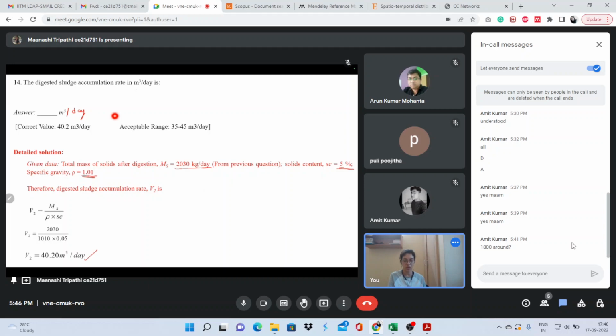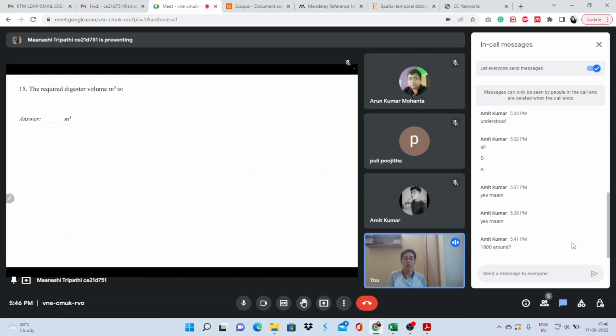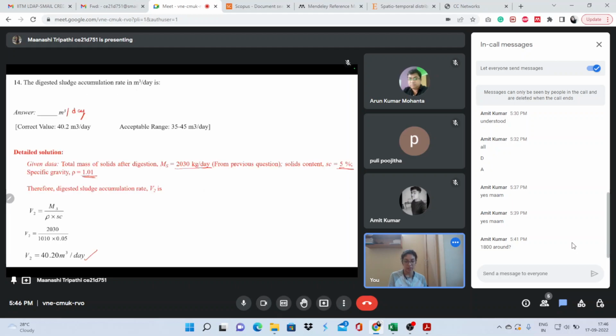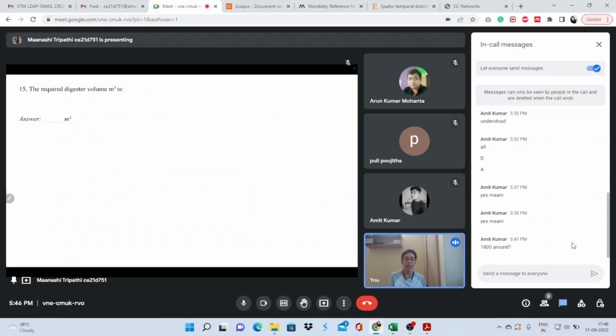Okay, we'll see the last question. The required digester volume is, this is the digested sludge accumulation rate, that we got, 40.2 meter cube per day. Now we want to calculate the digester volume. That was for accumulation for 1 day. For how many days we are using, and all those calculations you have to do to find out this digester volume. Try to answer this.